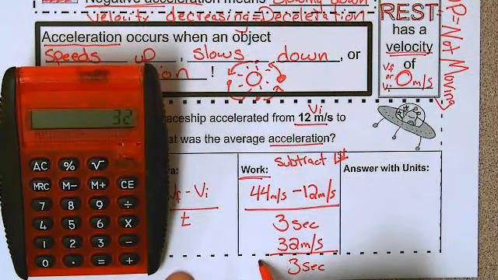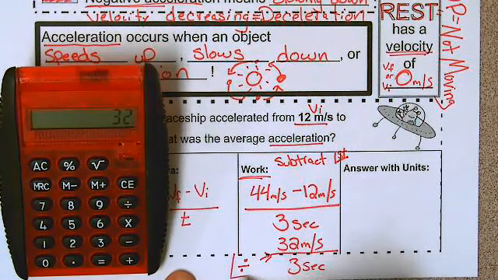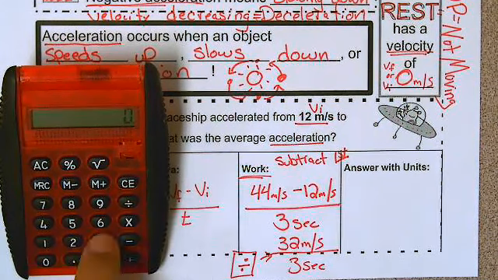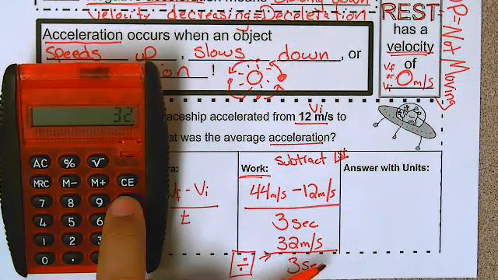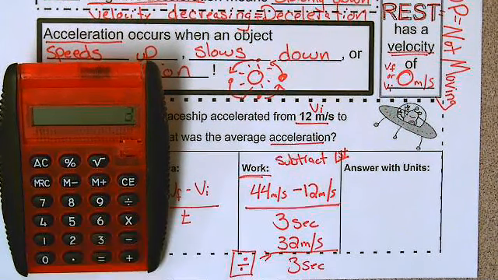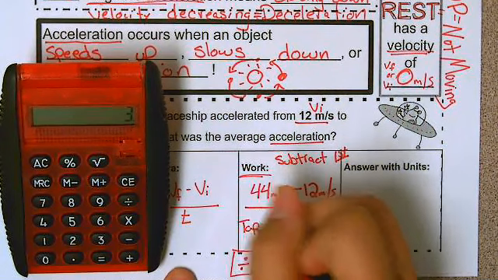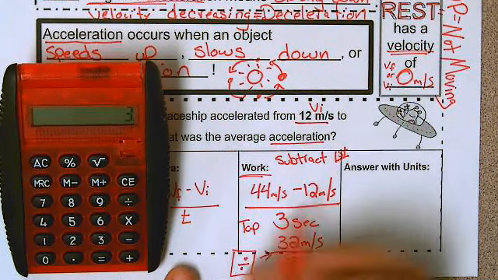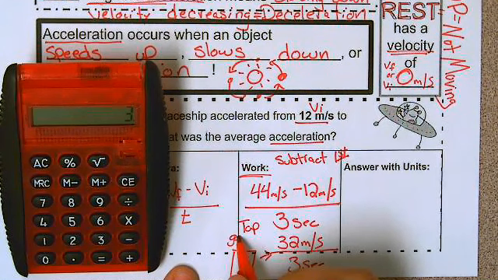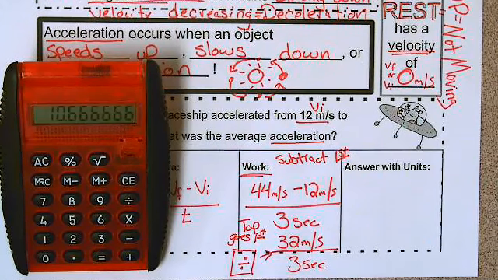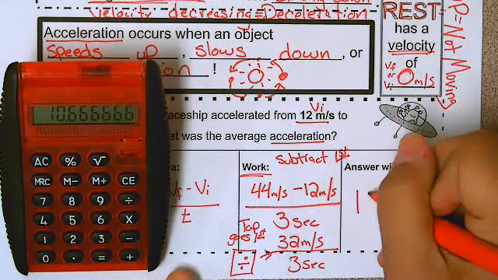Okay, so remember this line right here means divide. So I'm going to use that divide button on my calculator. So I'm going to do 32 meters per second divided by, and then 3. Whatever's on top goes in the calculator first. So top goes first. So we're going to do 32 divided by 3, and we're going to get 10.6 repeating.